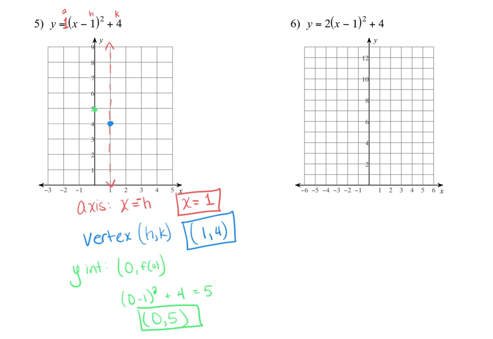To find one more point, I'm just going to mirror that y-intercept. So my y-intercept is 1 away from my axis. So I'm going to move 1 away on the other side and mirror that point. And now I have those 3 points and I can graph this. So I'm going to graph this parabola.